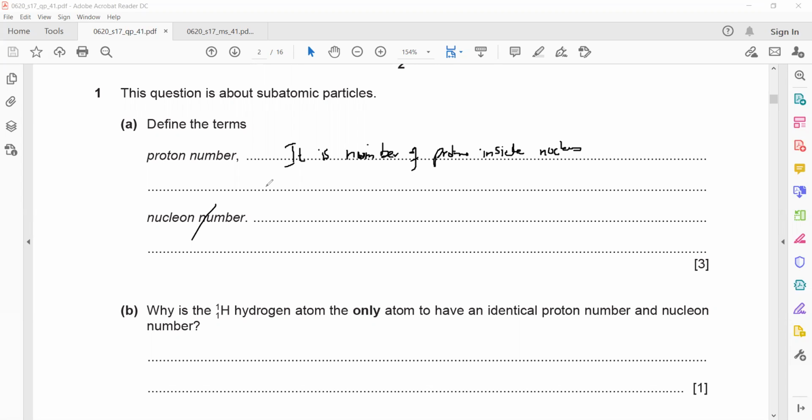And then what is a nucleon number? Nucleon number, as we know, it's a sum of proton and neutron inside the nucleus.